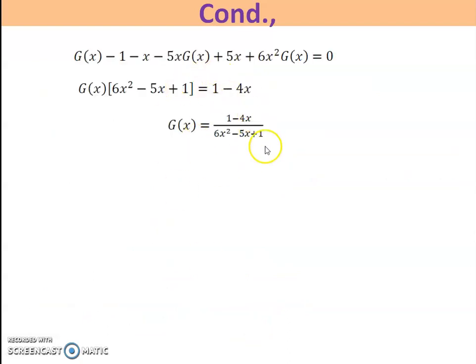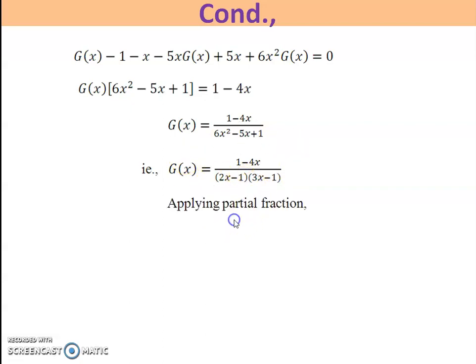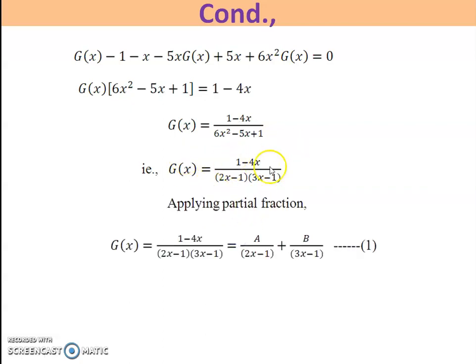Now simplify the expression and find the value of g of x. We get a rational function like this. Now factorize this denominator. Right? Now we are going to apply partial fraction. After factorization, apply partial fraction. We can write like this. Here we have two factors, 2x minus 1 and 3x minus 1. Separate like this and put a and b in the numerators for the two factors. Now we are going to find the values of a and b, right?